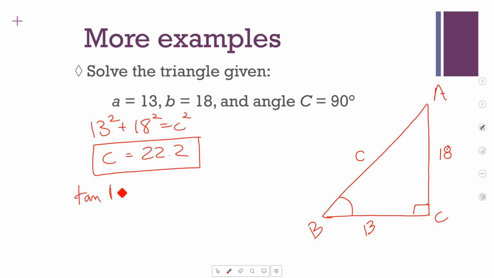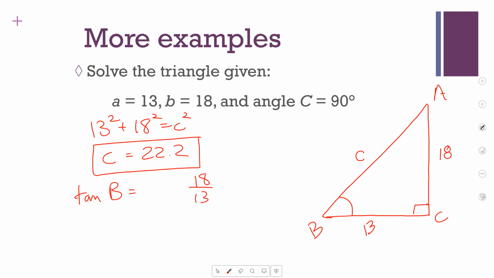Tangent of angle B is equal to, Addie, 18 over 13 or 13 over 18? 18 over 13. Well done. You'll notice I left a weird gap in there after the equal sign. You'll see why in a second. Carl, how do I solve for angle B? How do I get B by itself?